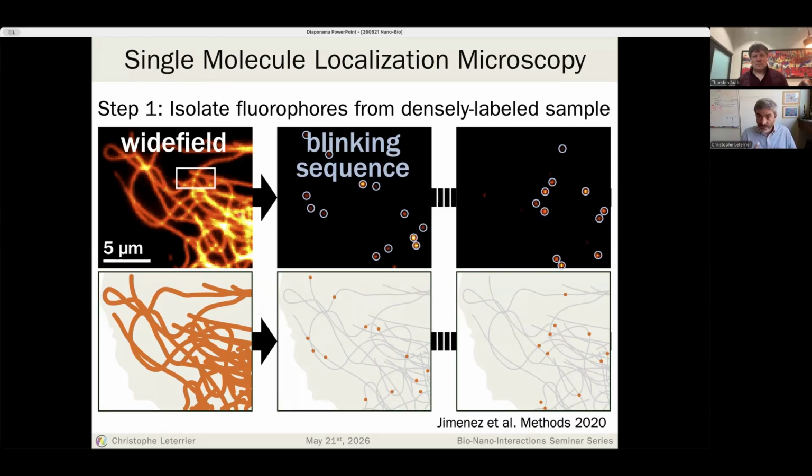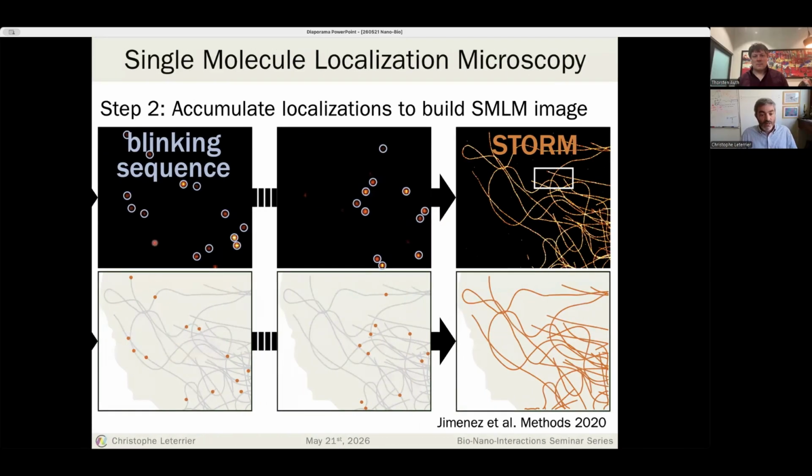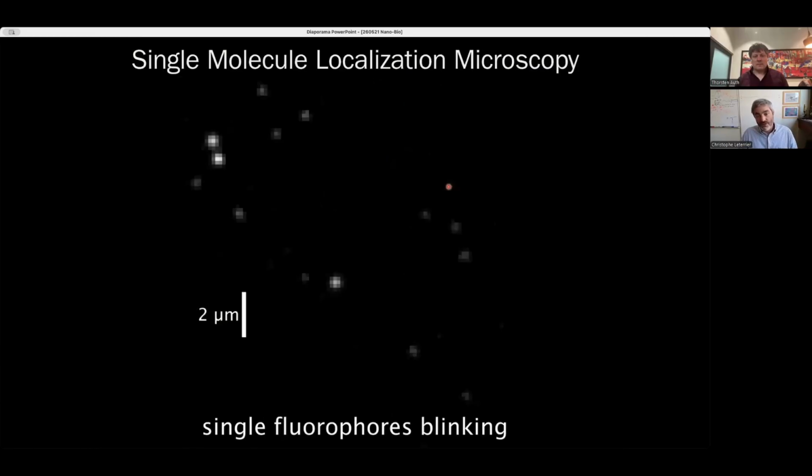But if you transform your sample into a blinking sample, where these will blink on and off randomly, and at any given time you will have only a very small fraction that are active, you can do that for thousands and tens of thousands of frames. And you accumulate all this fitted localization, and in the end, you draw all of them on a graph, and the final image is your single molecule localization microscopy image, which has a resolution about 10 times better than the PSF size. So you get down to 20 nanometers rather than 200. And this is what is illustrated here.